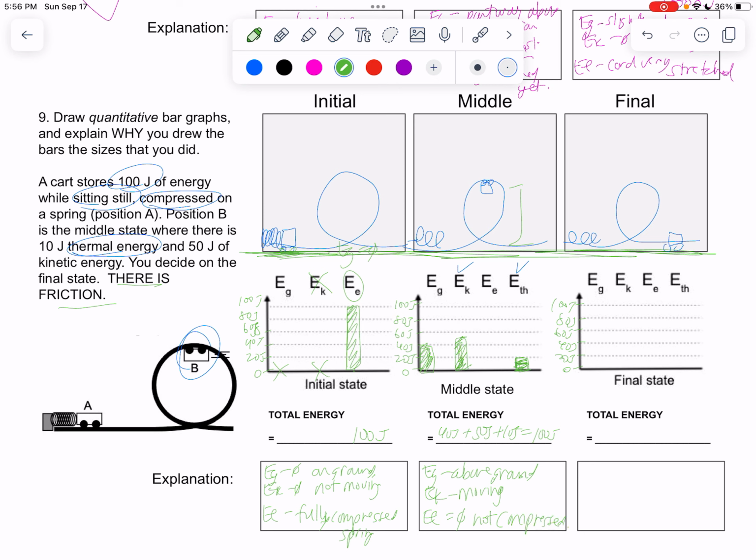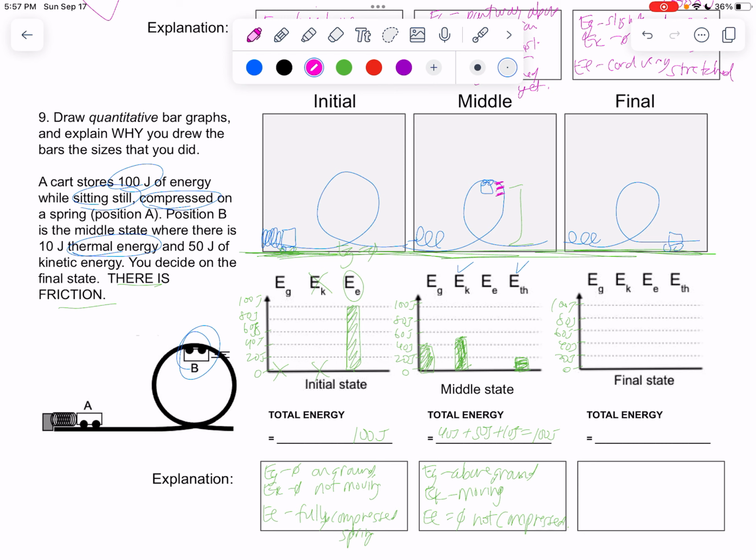So if I have this amount of EK, I need whooshies. I'm going to give it a medium amount. Doesn't even matter because I don't have anything to compare it to yet. So any amount of whooshies is fine, but it should have some because it's moving. You're trying to show that so I can see if you understand that. In the final position, you decide.